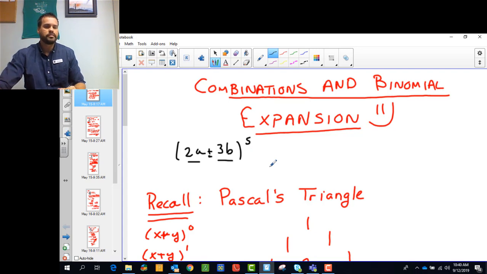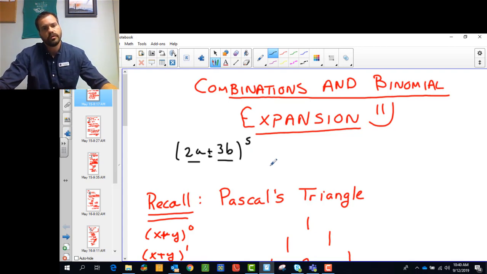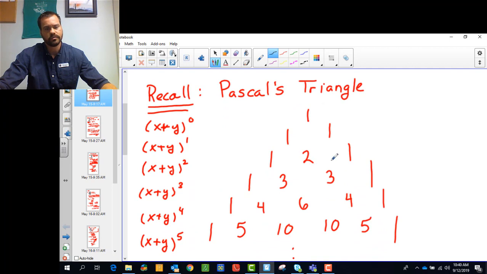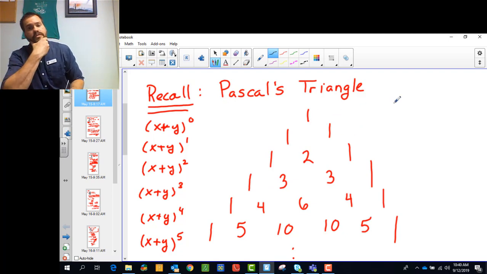Okay. And the first thing we're going to do, though, is show you a quick way of doing binomial expansion using what is known as Pascal's triangle. Okay, so I've written out Pascal's triangle right here for you. And essentially what Pascal's triangle does is it tells us the coefficients. So we're looking at the coefficients for each of these terms.